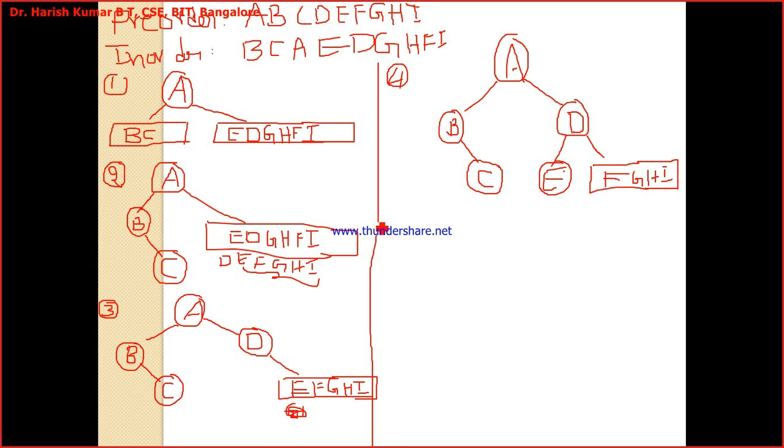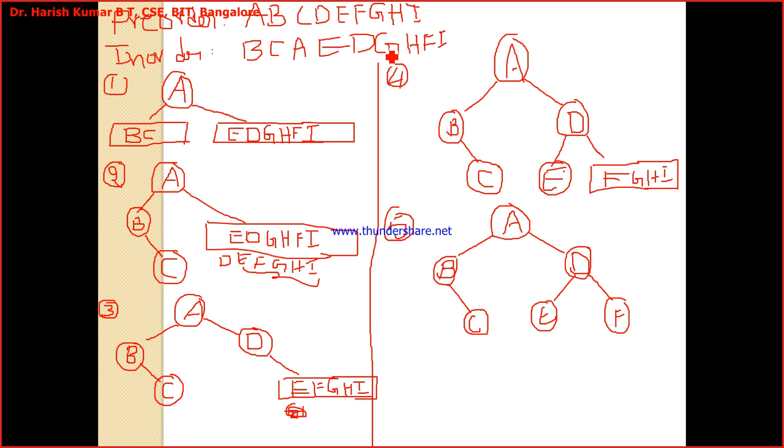So in the fifth step, do it step by step like this. Don't write the final binary search tree in one single step. So B, then D, then C here, then E here. Now F is the root node.